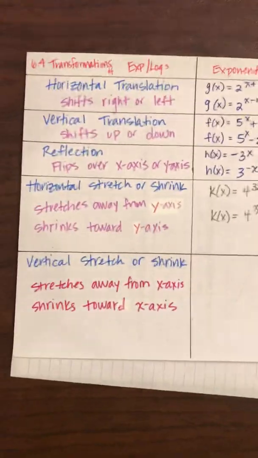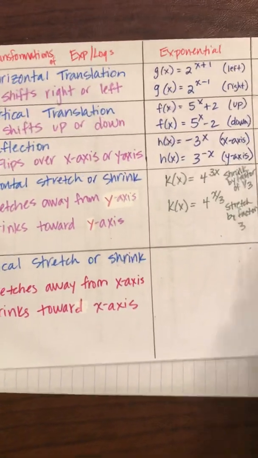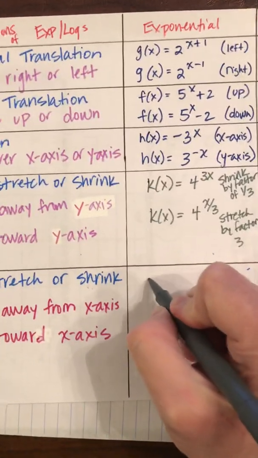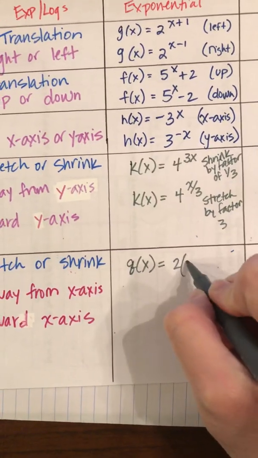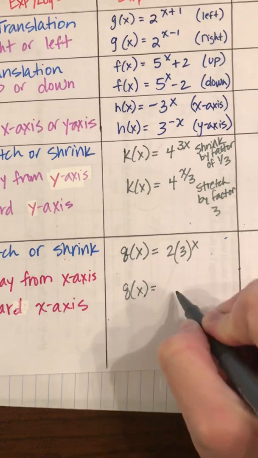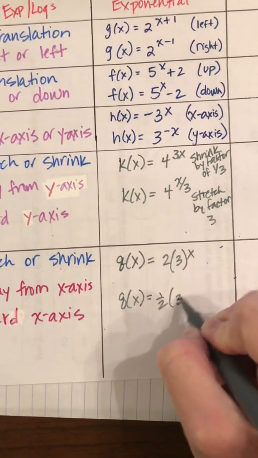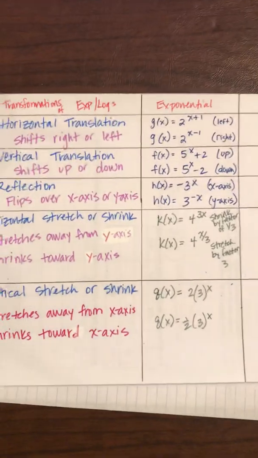All right, last transformation. We have a vertical stretch or shrink. I think this one's a tad easier. So if I give you an equation like 2(3 to the x), or an equation like 1/2(3 to the x), both of those are going to represent a vertical stretch or shrink.